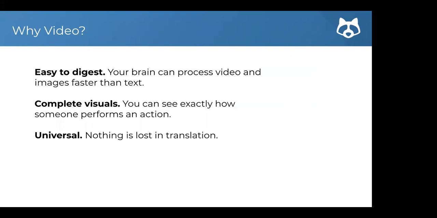Before I do, really, I want to answer the questions like, why video? So video is easy to digest. You know, your brain can process video and even images much faster than text. It has complete visuals, so you can see exactly how someone performs an action. Whereas if, for example, someone is not descriptive enough, it may be hard to understand exactly what they're doing. And when our goal is reproducibility, this becomes extremely important.